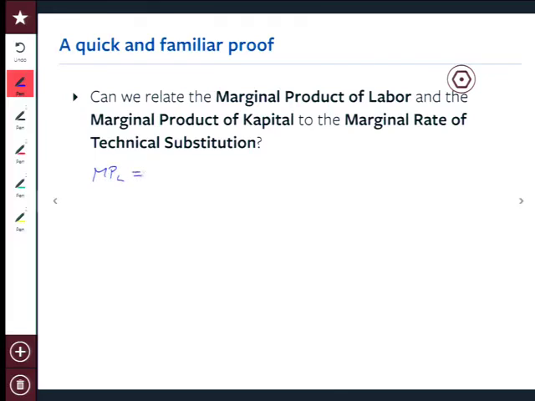So the marginal product of labor was defined as the change in output over the change in labor. Similarly, the marginal product of capital is defined as the change in output due to a change in capital. So the marginal product of labor holds capital constant, the marginal product of capital holds labor constant. So now what I'm going to do is I'm going to do math that requires a supercomputer, okay? I'm going to multiply both sides times delta L. So delta L times MPL equals delta Q. For the other equation, I'm going to multiply both sides by delta K. Delta K times MPK equals delta Q.